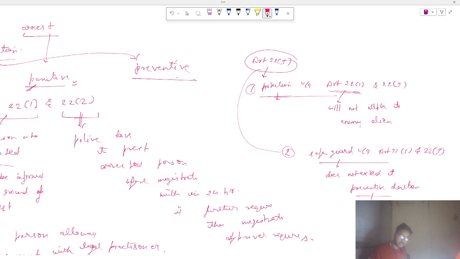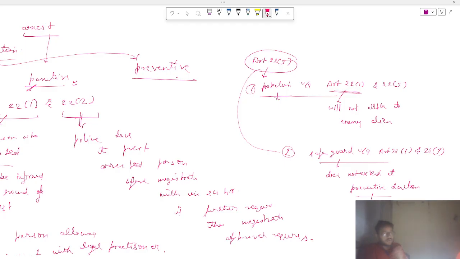That is preventive detention, where a person is arrested on the ground of a mere possibility of committing a crime. So basically these safeguards will not apply to preventive detention. Is that clear?